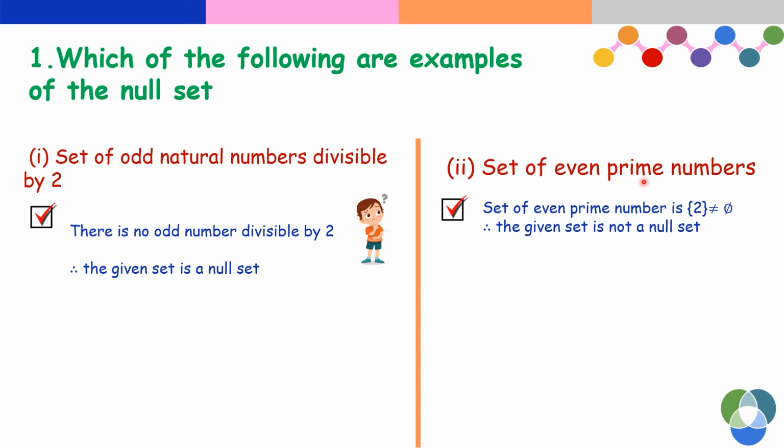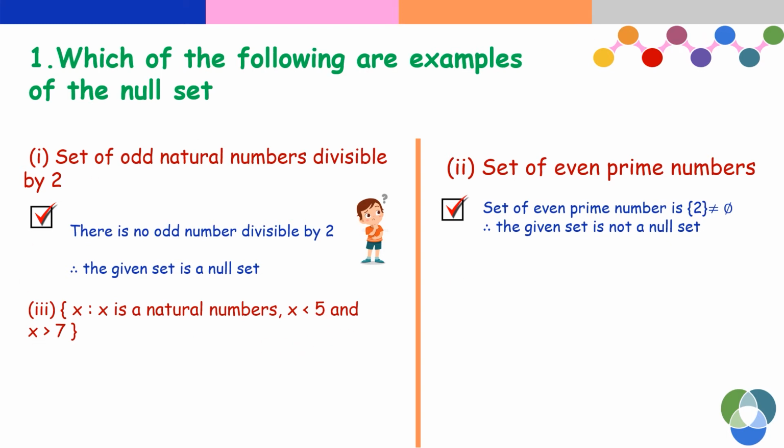So this example is not a null set. It will have one element. It is not a null set. Got it? Your next question. X is a natural number which satisfies X should be greater than 5. Sorry, X should be less than 5 and it should be greater than 7. It's just a number. It should satisfy both these conditions. It should be less than 5 as well as it should be greater than 7.